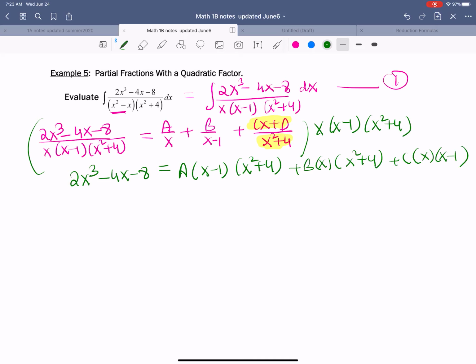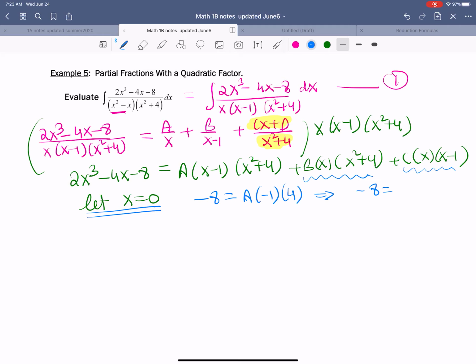x minus 1. So again, I'm going to try the clever substitution. Let x be 0. If I let x be 0 on both sides, I have negative 8 on the left hand side, and both b and c will actually turn into 0. I'm only going to be left with a times negative 1 times 4. This gives me negative 8 is equal to negative 4a. A is equal to 2. A turns out to be 2.